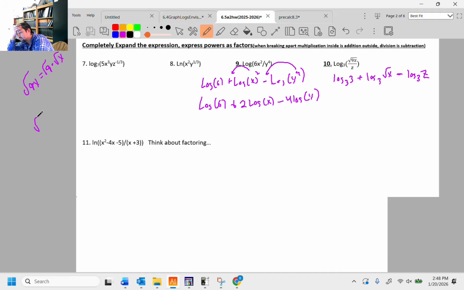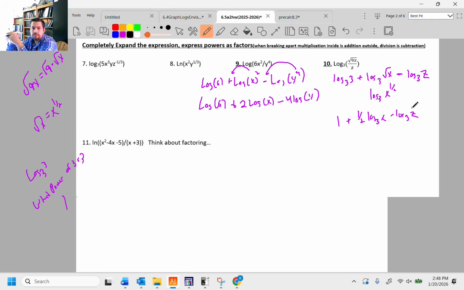Now, the square root of x, again, is x to the 1/2. That's a big deal because I have to take those exponents and make them factors. Another thing is, what is log base 3 of 3? That says what power of 3 equals 3, and the answer is 1. This piece is a 1. This becomes plus a half log base 3 of x, and then minus log base 3 of z. Easy peasy if you're me.